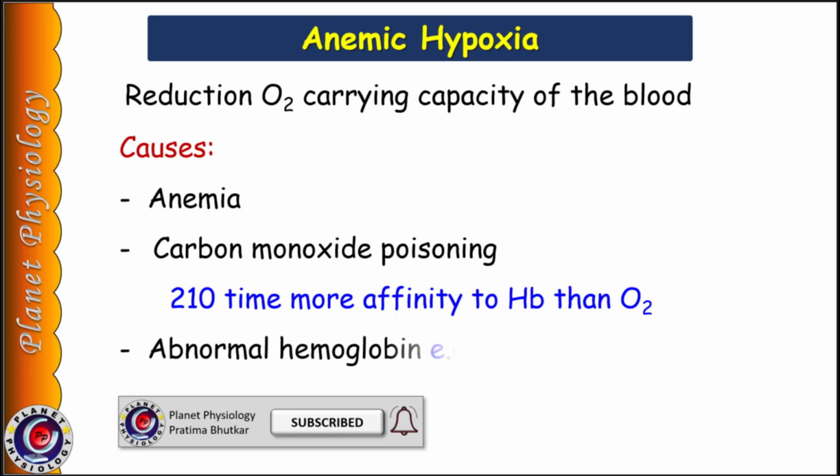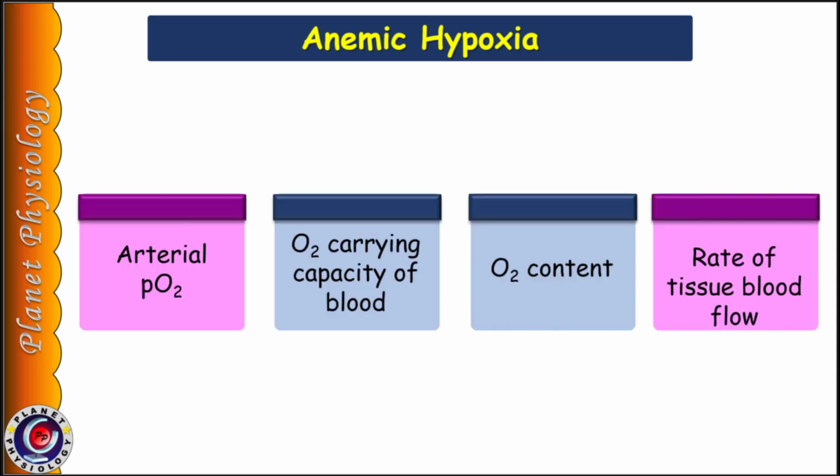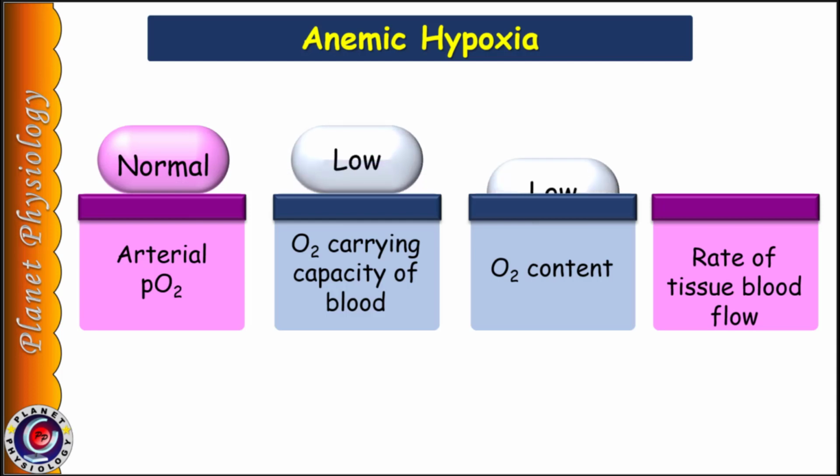Anemic hypoxia can also result due to presence of abnormal forms of hemoglobin like methemoglobin, which reduces oxygen carrying capacity of the blood. Let's see its features. Since PO2 in alveolar air is normal, quantity of oxygen dissolves in the blood and hence arterial partial pressure of oxygen is normal. But because hemoglobin content is low, oxygen carrying capacity is low, oxygen content is low. If anemic hypoxia is due to carbon monoxide poisoning or due to presence of methemoglobin, then oxygen saturation is reduced but not the hemoglobin content.